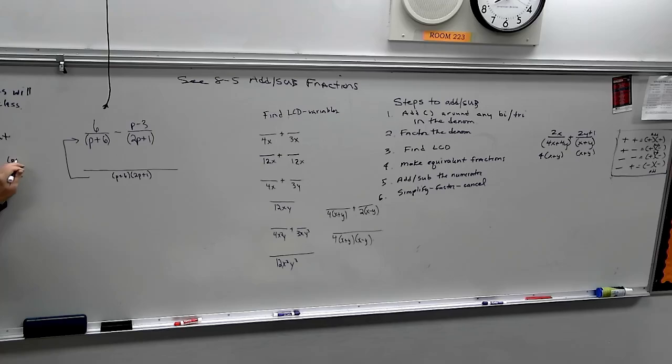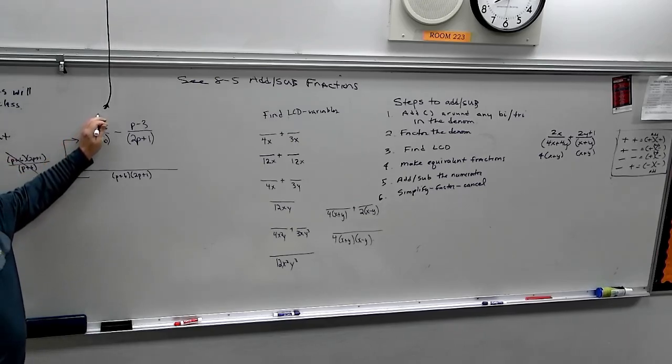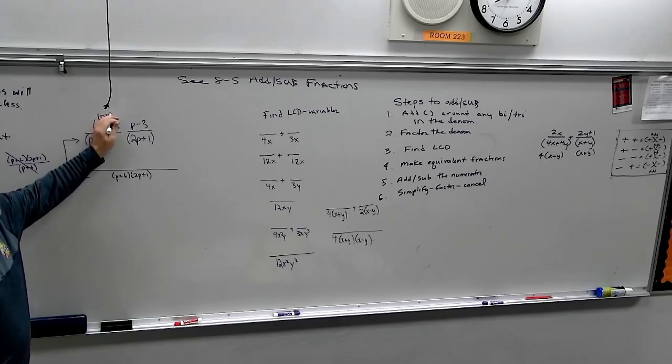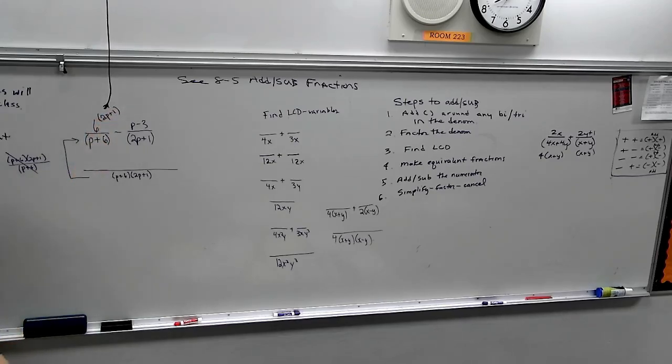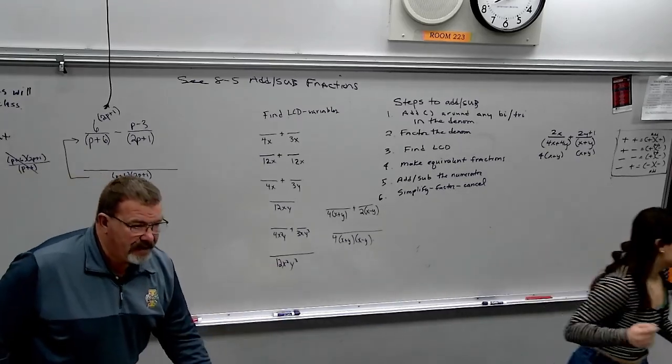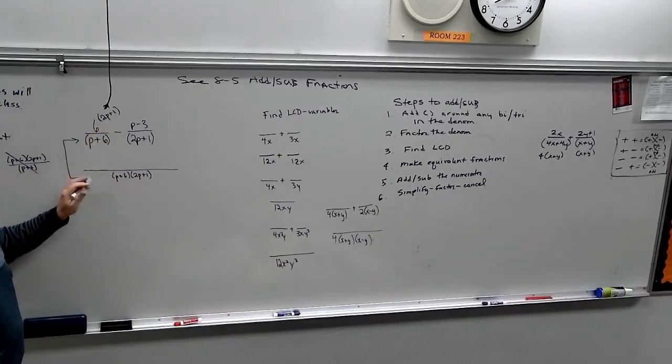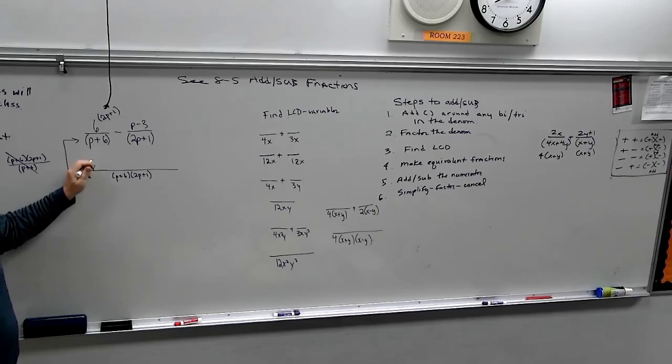I'm going to take P plus 6, 2P plus 1, and divide by P plus 6. Well, what's going to cancel? And what am I left with? 2P plus 1. I got to take 6 times 2P plus 1. And notice how I write it. Let's do that. What is 6 times 2P plus 1? What's 6 times 2? 12. 12P plus 6.